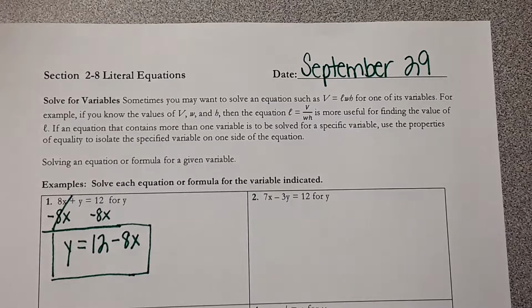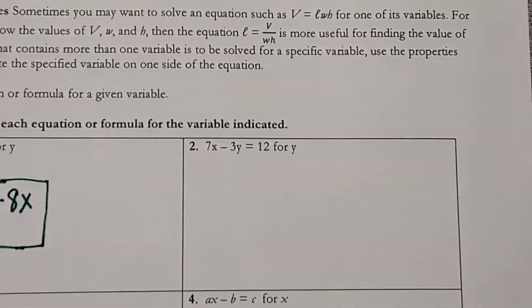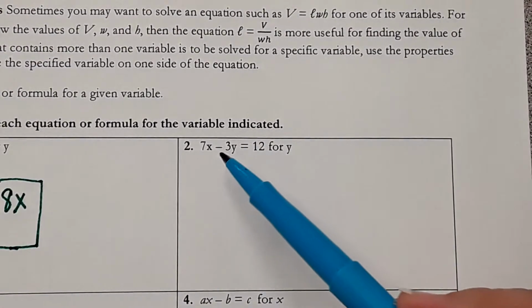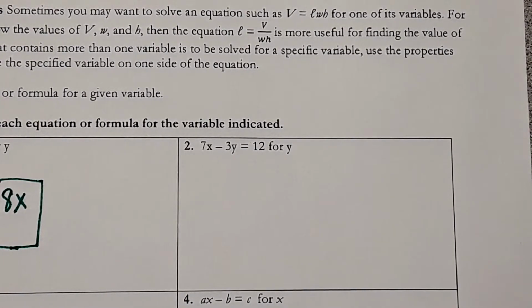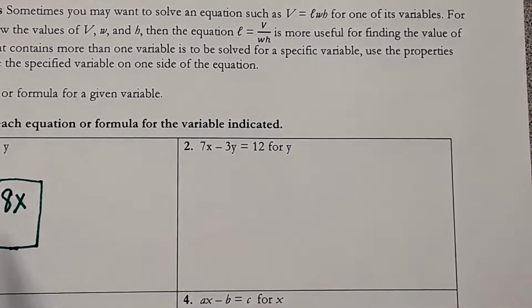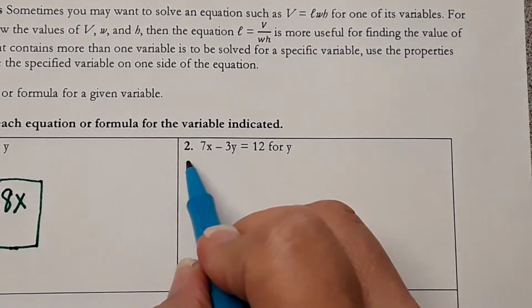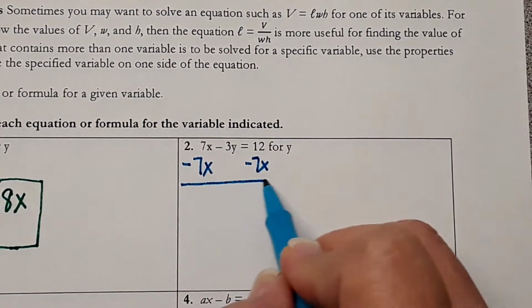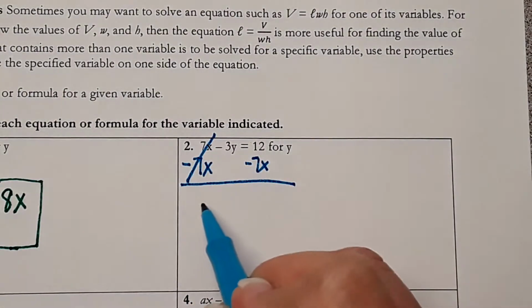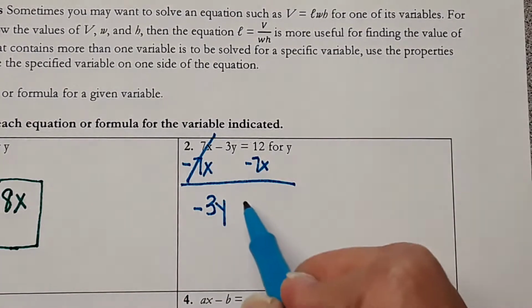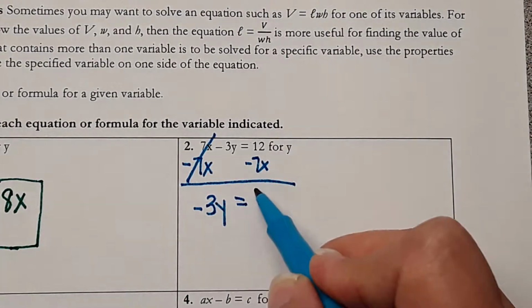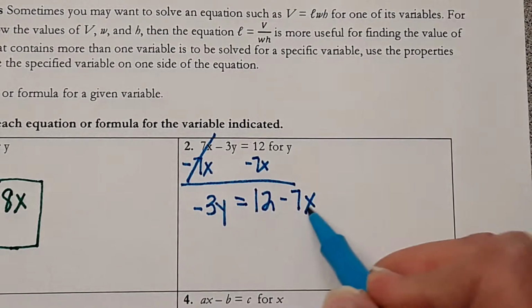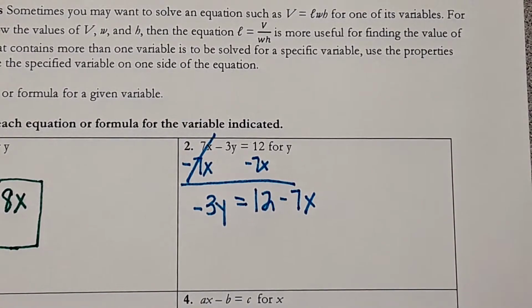Okay, so we're going to do number 2 now. In number 2, we're also going to solve for y. But notice this time there's something in front of y and there's a subtraction sign. So we have more than one step. So just like the one that we just did, we need to get rid of the 7x. So I'm going to subtract the 7x from both sides. These cancel out. I'm going to bring down the negative 3y, the equal sign, and then I can't do anything with the 7 and the 12 because they're not like terms. Remember, like terms have the same variables and the same exponents.